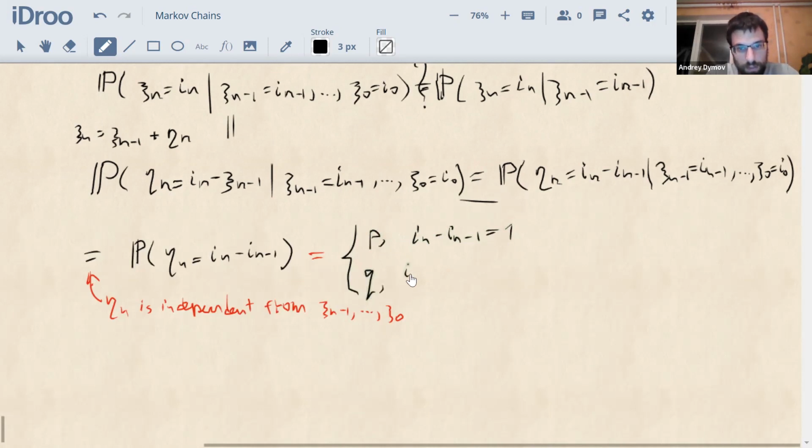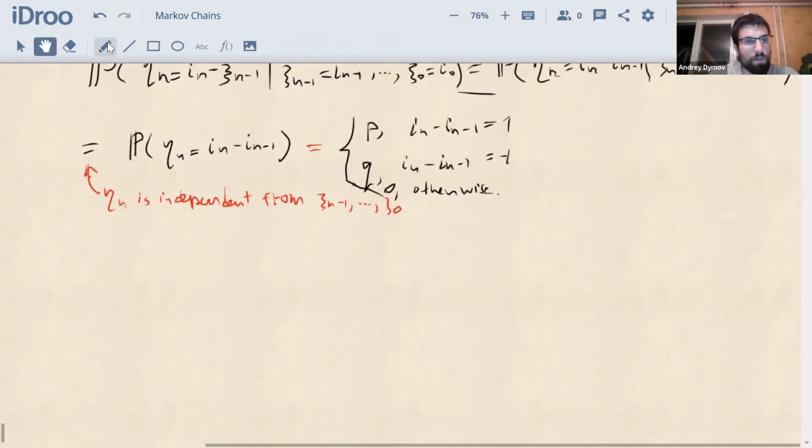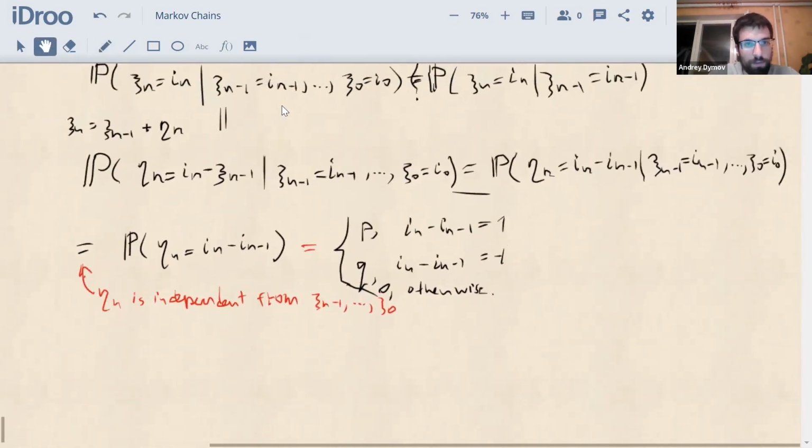Q if i_n minus 1 is minus 1, and this is 0 otherwise. Okay. So we have just computed explicitly this first probability. But then what are we doing?